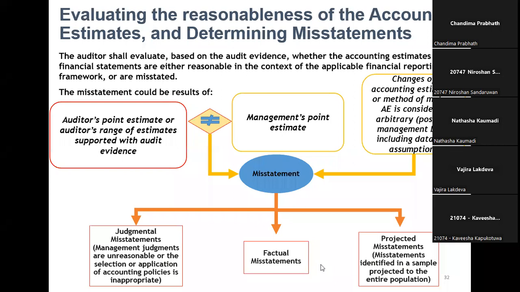We have done revenue cutoff testing. We have noted that revenue is overstated by 100 million due to a cutoff error, and that is a factual misstatement. So there is no discussion, no argument, or different point of view when it comes to factual misstatement. The other one is projected misstatement. What is that? A misstatement identified in a sample projected to the entire population.